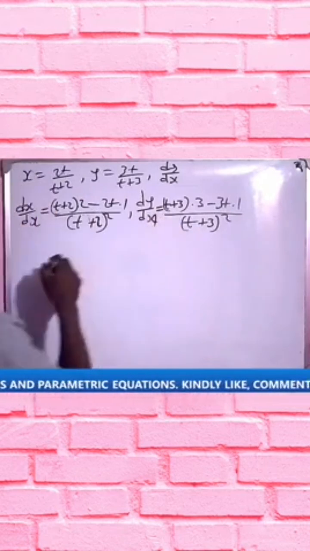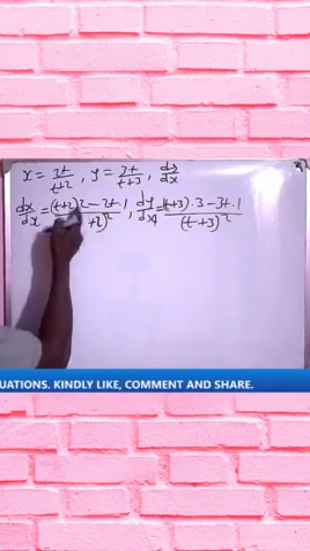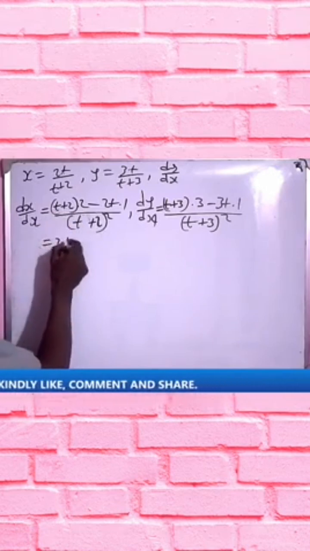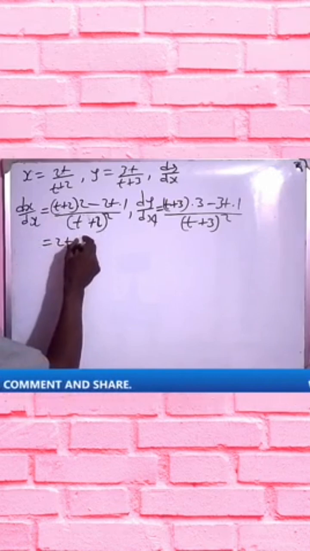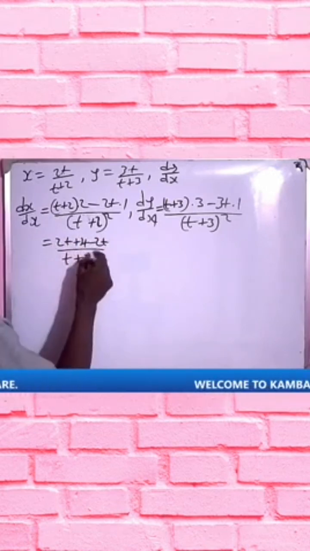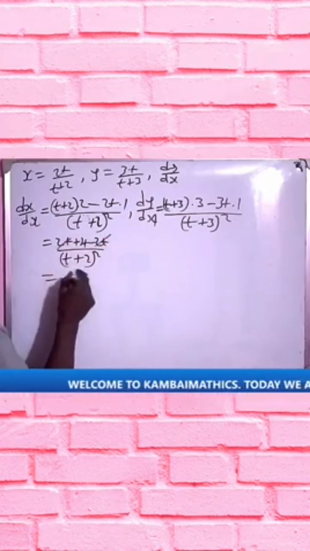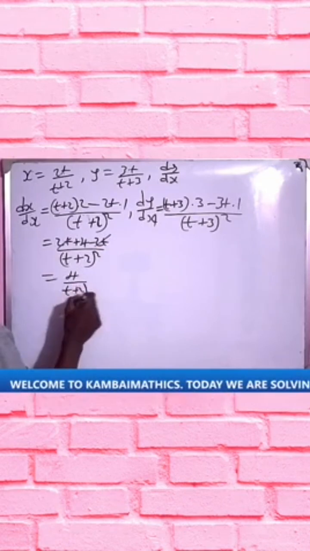Having gotten this one, let's see. This one here, we can simplify. This time, this will give us 2t plus 4 minus 2t, all over t plus 2 in bracket squared. You look at this one, definitely this will go with this. We are left with 4 over t plus 2 all in bracket squared.